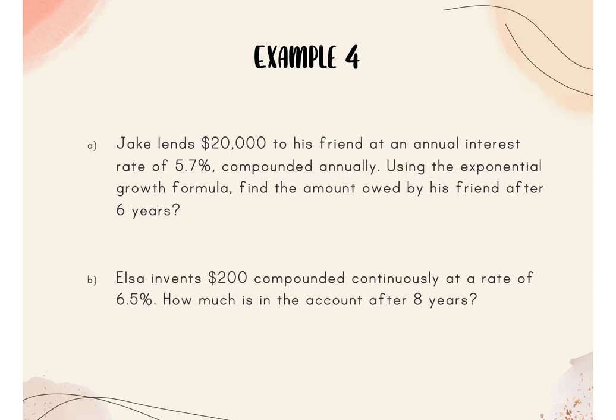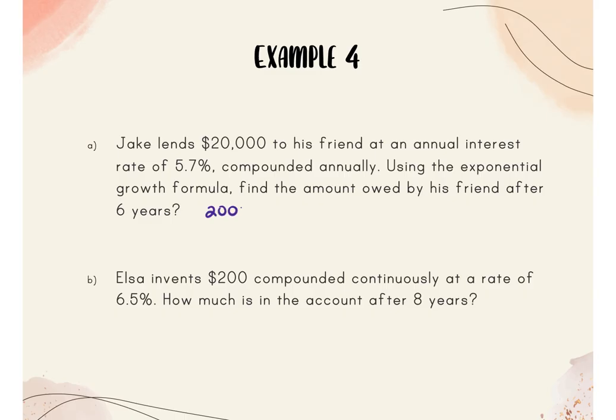Example 4. Now we're going to actually work these out. Jake lends $20,000 to his friend. Man, is he a good friend. At an annual interest rate of 5.7%. Oh, that's why he's doing it. It's a good amount of money to get back. Compounded annually, so this is simple interest. Use the exponential growth formula and find the amount of money owed by his friend after 6 years.